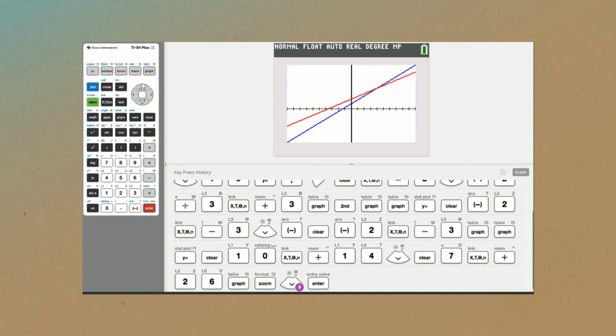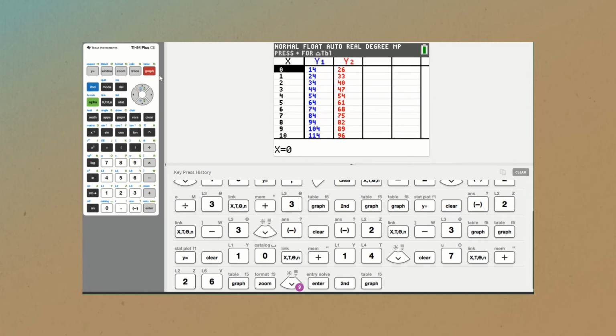But I'm a little bit unsure, so I'm going to go into the table. I'm going to hit second graph so I can look at my table. And sure enough, when x is 4, that would be 4 weeks. Both y1 and y2 are the same amount. They both have $54 in week 4. So the answer to the question, in how many weeks will they have the same amount? 4 weeks. Solving a system of equations by graphing.